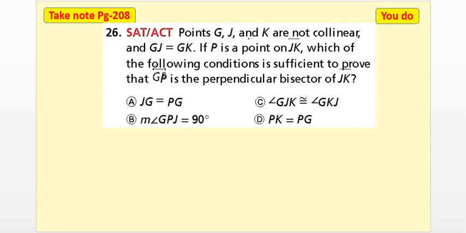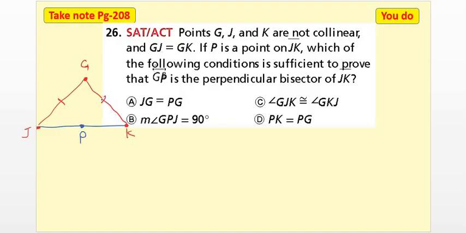It says points G, J, K are not collinear, and GJ is equal to GK. Okay, this shows that G is the common point. So if you go from point G to J, let's say you go like this to point J, and if you go to point K, these distances are equal to each other. Next they are saying they are not collinear. Not collinear means these 3 points will not lie on the same line. Okay, next they are saying if P is a point on JK. Now let's draw it with the blue color. They are saying that there's a point P here. We don't know where it is, but let's say it's here.